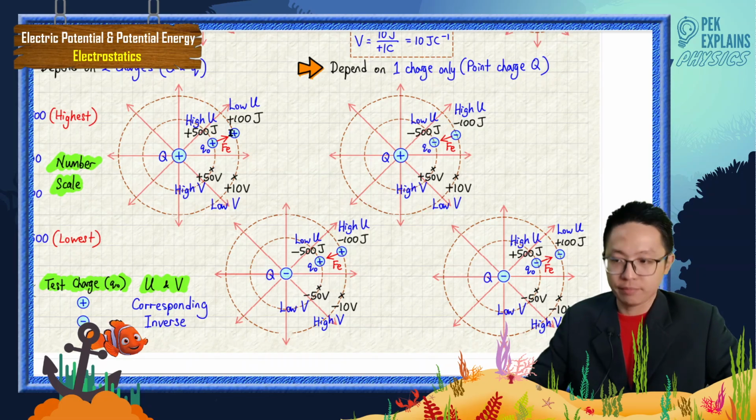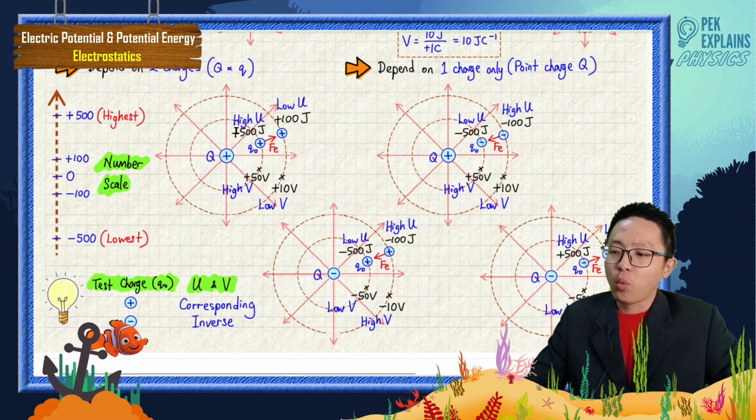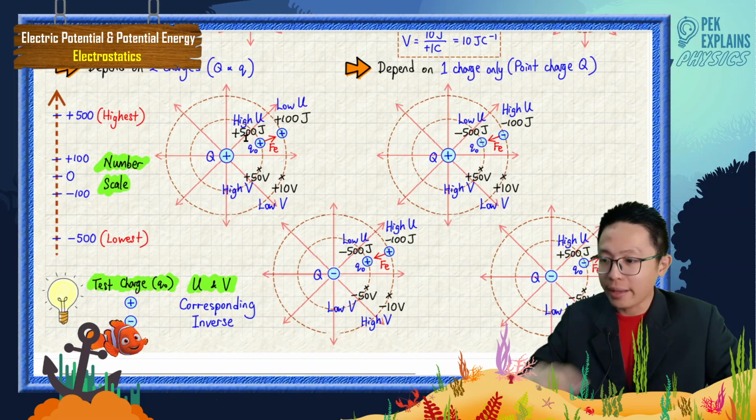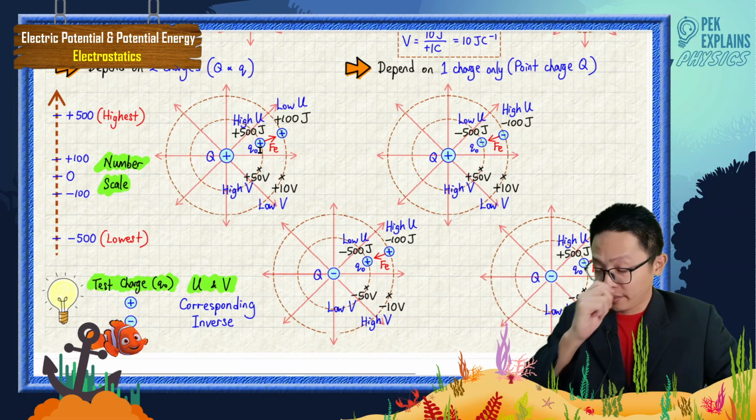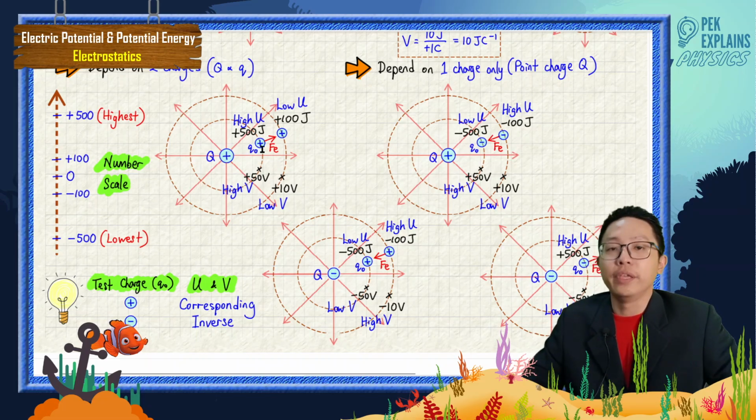Now, the thing is about the potential energy. And the question: like the first case, we have a positive point charge and a positive test charge. Why is it that when the test charge is nearer to the positive point charge, it has a higher potential energy? Very simple. Because positive and positive, they repel each other.